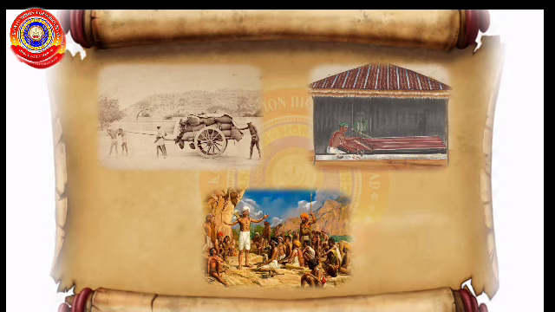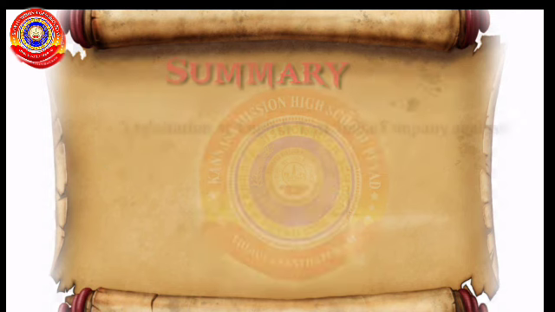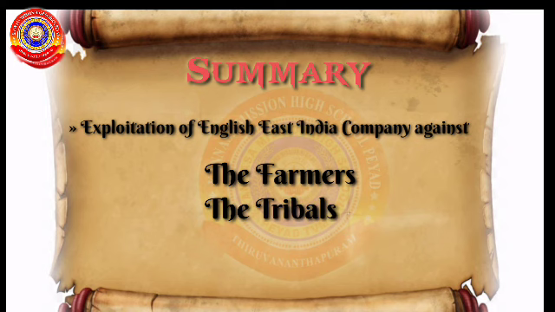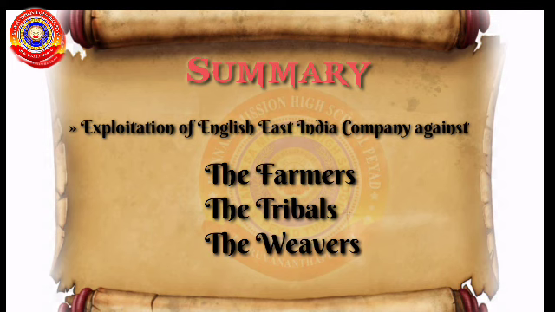So students, you have identified the major occupational groups who lost their livelihood as a result of the company rule. Haven't you? Yes. So students, today we discussed the exploitation by the English East India Company of the farmers, the tribals, and the weavers. In the next class, we will discuss the rebellions by these people against the company and the zamindars, the middlemen of the company.